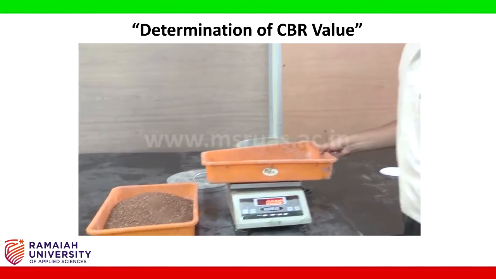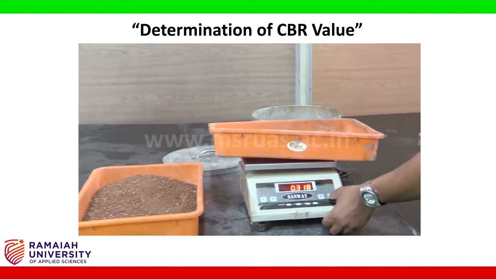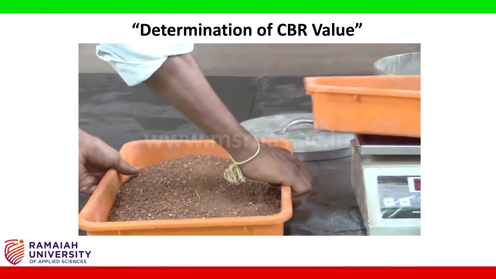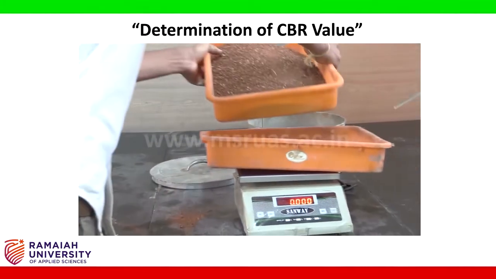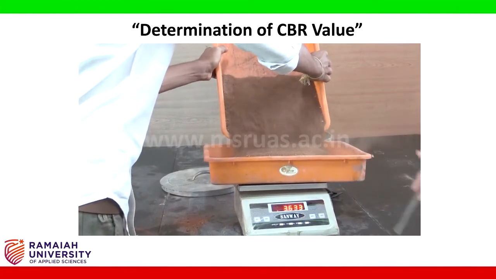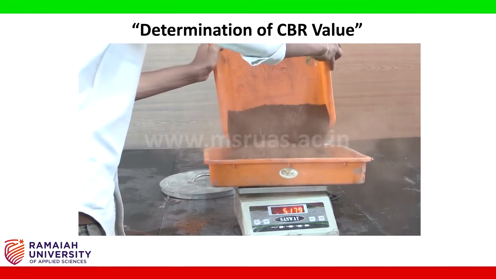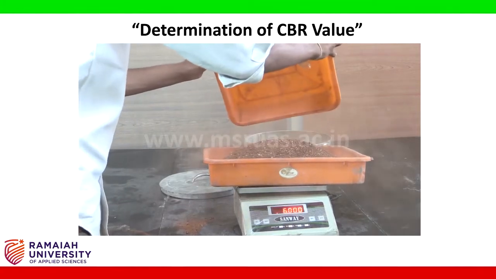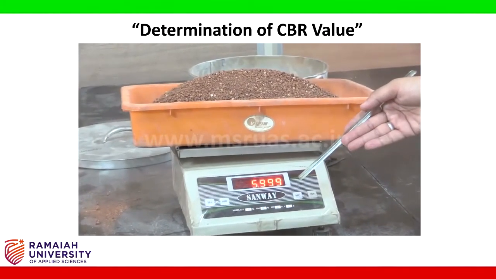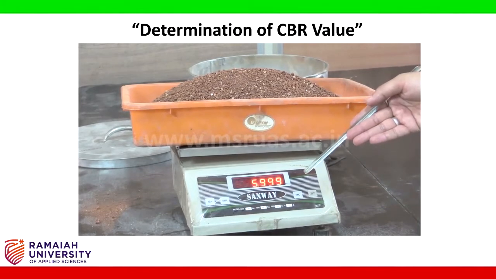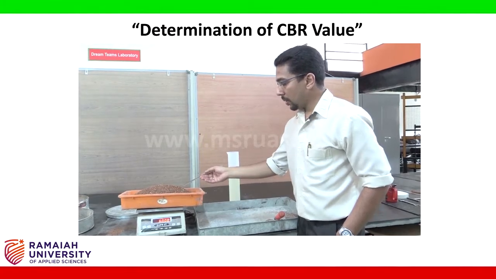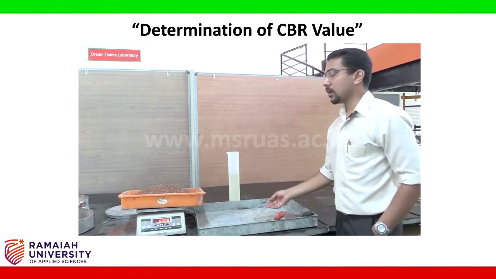Place the empty tray on the weighing balance, tare it to 0, and then start transferring the soil back into this new tray. Keep transferring the material in the tray till we achieve a weight of approximately 6 kilos. Once we are sure that we have the required quantity of material, we can start with the experiment by compacting the specimen. Once we have taken 6 kilos of soil, we need to transfer the soil into the mixing tray.